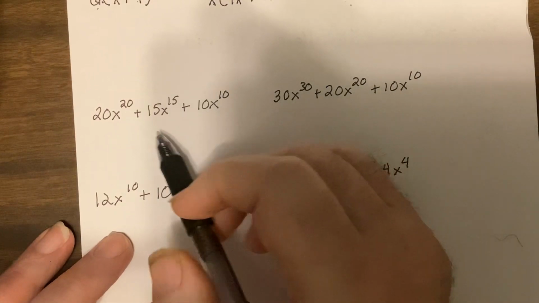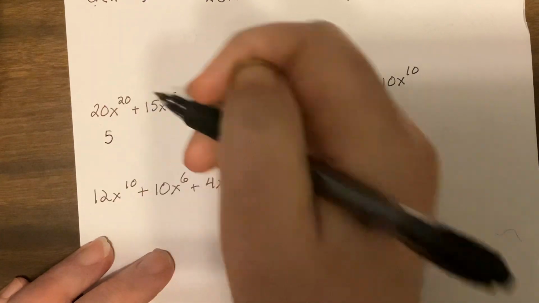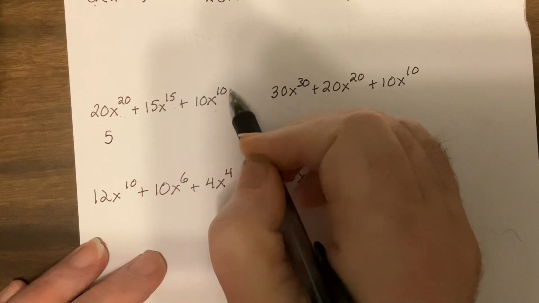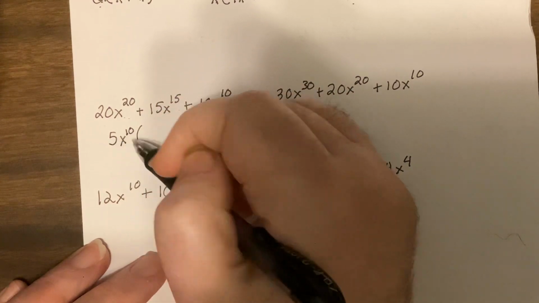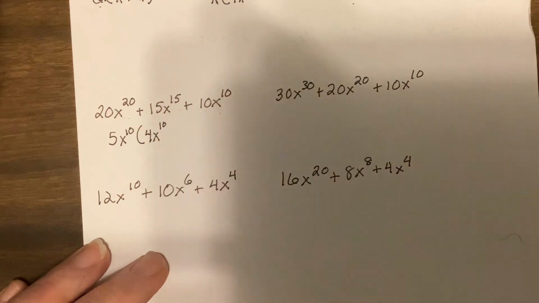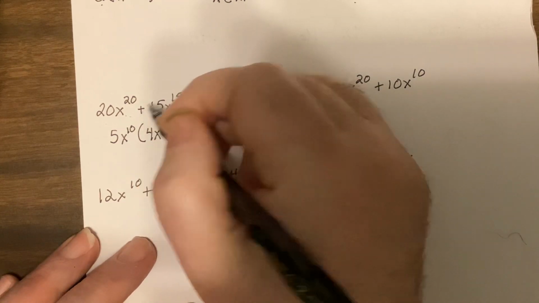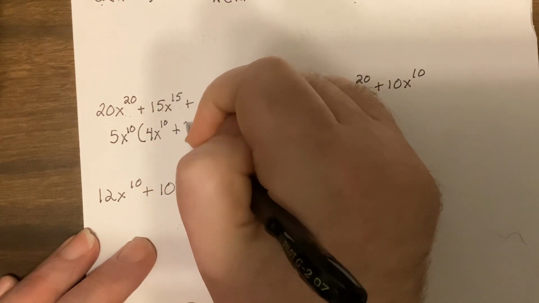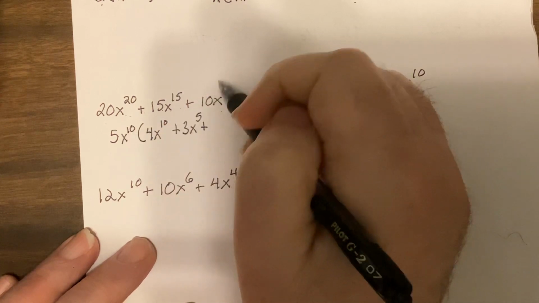Okay. So what's the biggest number that goes into 20, 15, and 10? And that would be 5. The smallest power x occurs. There is an x in every term. The smallest is 10. So this times what is this? And that would be 4x to the 10. Because when you multiply two things with the same base, you add the powers. Plus 5 times what is 15? That's 3. x to the 5th. Plus, that would be 2.